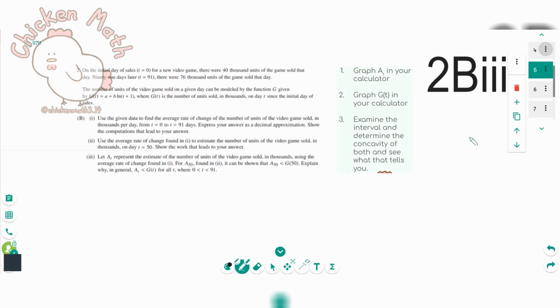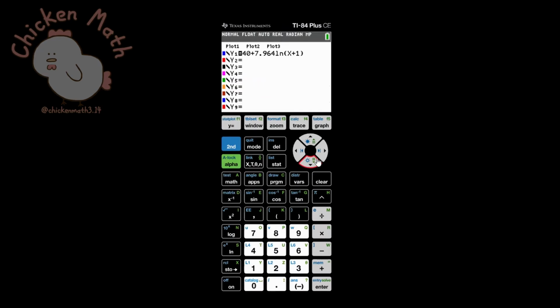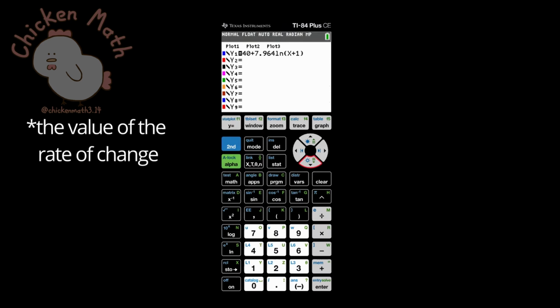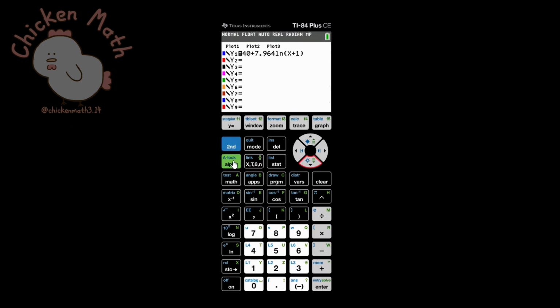So now that we found A of t, we want to plug this into our calculator. And since we stored the value in the previous part, I could just do that instead of typing out the entire decimal. Okay, and we also need to plug in G of t into our calculator, and we did this in a previous step, so it's already there for me.